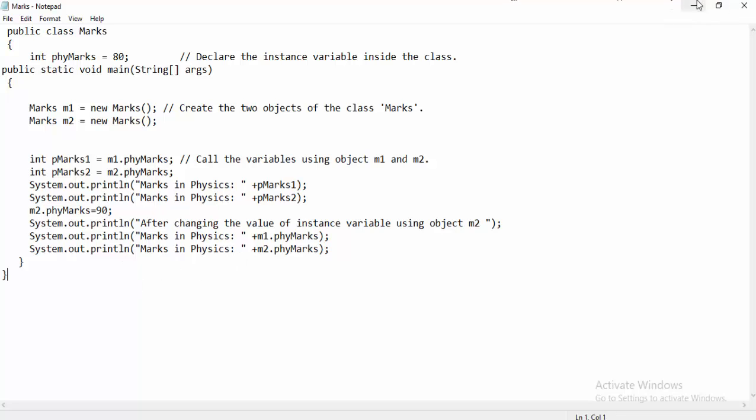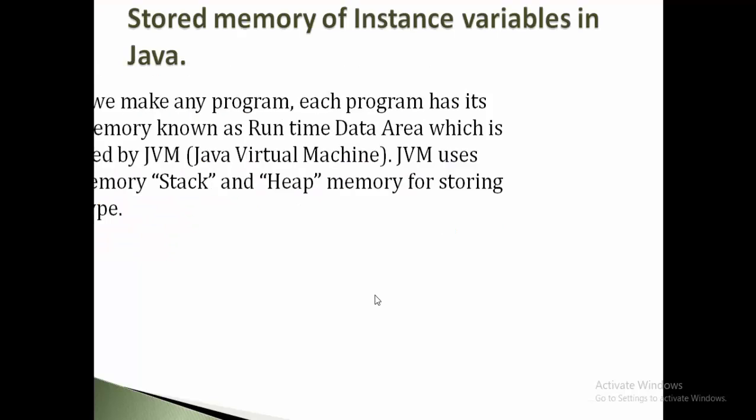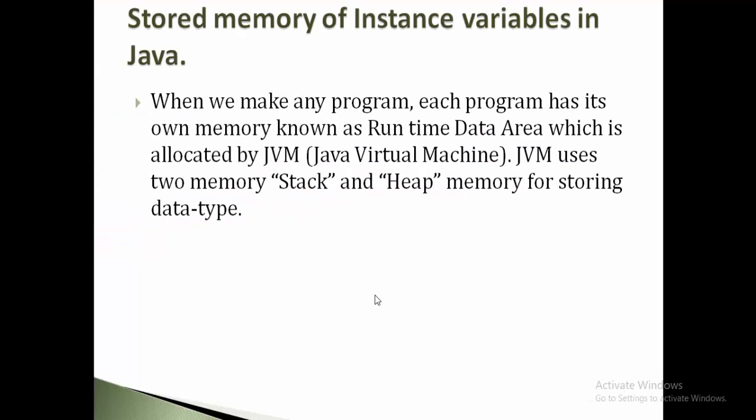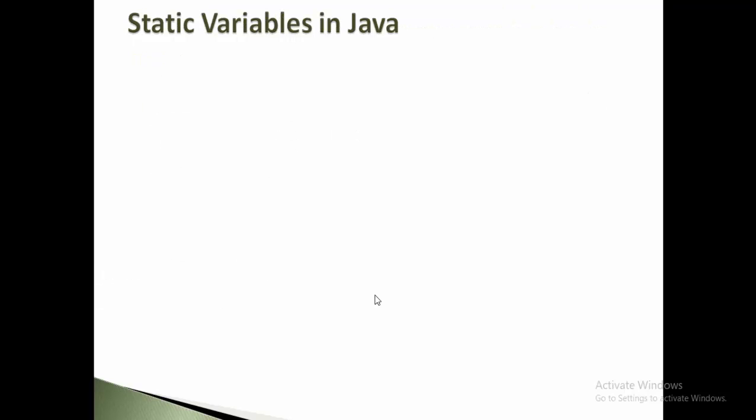So this is about the instance variables and how the memory is allocated for the instance variables. This is the stored memory of instance variables. So let us discuss the next one, that is static variables.